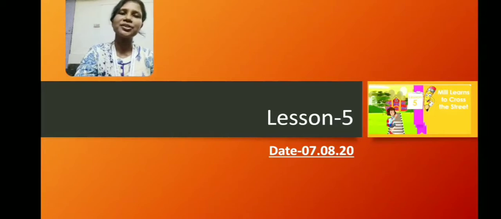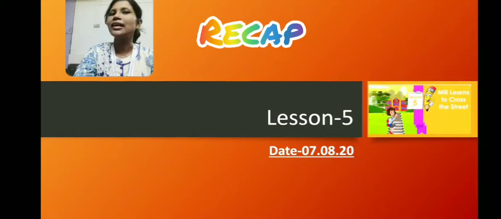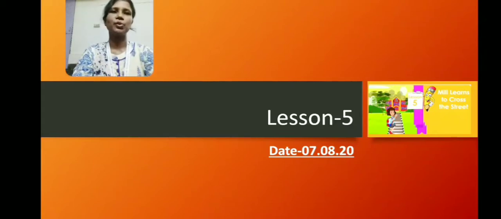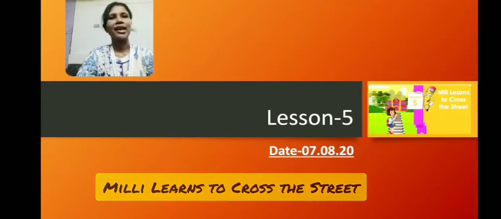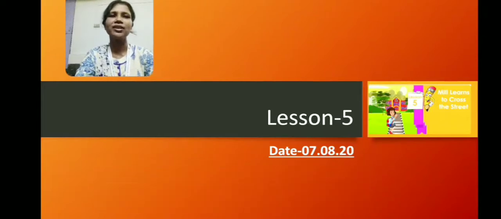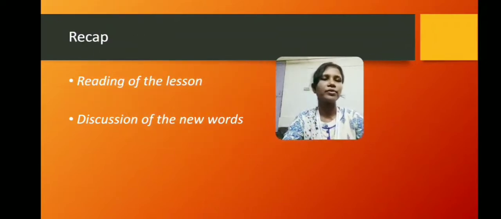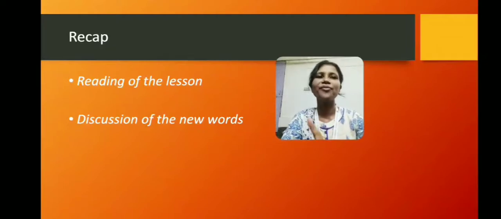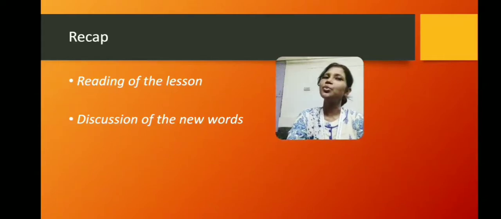So before starting our today's class, let us do a quick recap of what we did in our last class. In our last class, my dear students, you remember we started a new lesson from our English book. That is lesson 5, Mili Learns to Cross the Street. And I hope you have gone through this chapter well. So before that, let us do a quick recap of the topics that we discussed. Number one, we did the reading of the lesson, and also we have done the discussion of the new words.